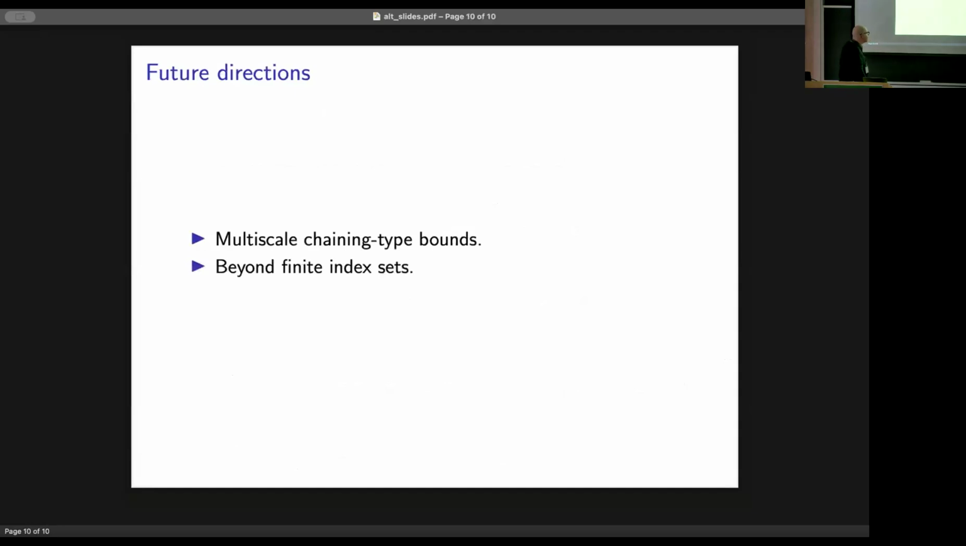We're actually working on some interesting extensions. For example, we are now obtaining multi-scale chaining type bounds, and it's possible to go beyond finite index sets. So you do end up with something like a Fernique-Talagrand-like decomposition for the softmax. And I think that's all I have.